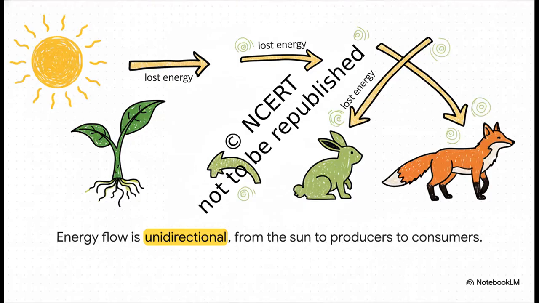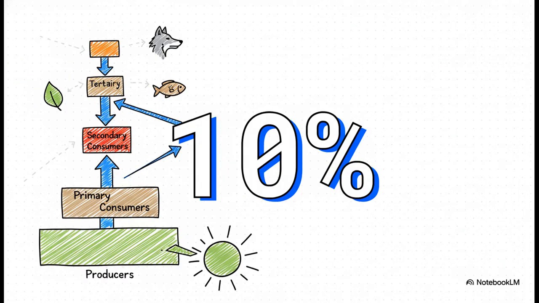The first thing we must know is that the flow of energy in an ecosystem is always in one direction. We call this unidirectional. The energy comes from the sun, it is captured by the producers, and then it passes to the consumers. The energy never flows backwards. And at each step, a lot of energy is lost to the environment as heat. So exactly how much energy is passed on?